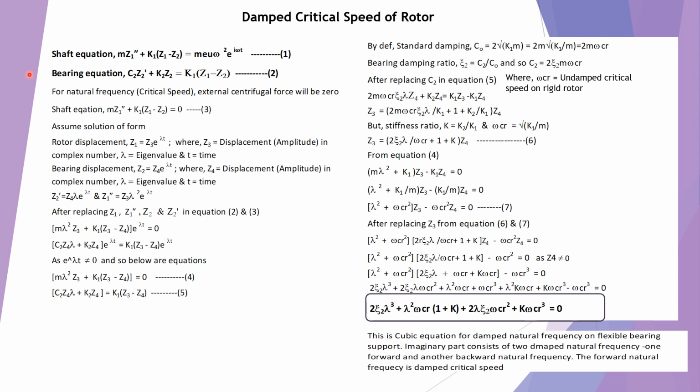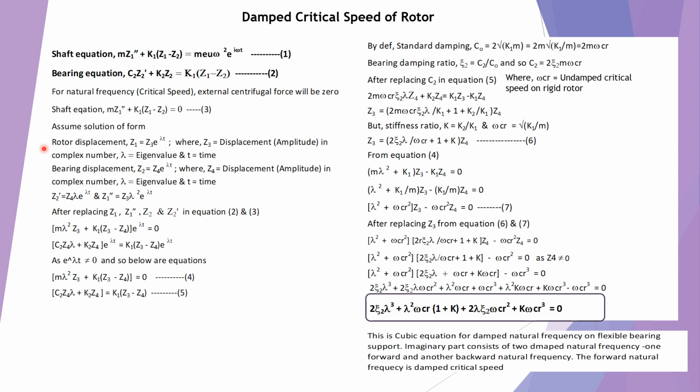For natural frequency or critical speed, external forces will be 0. That means this term will be 0. So the shaft equation can be written as m z1'' + k1 (z1 − z2) = 0. This is equation number 3.